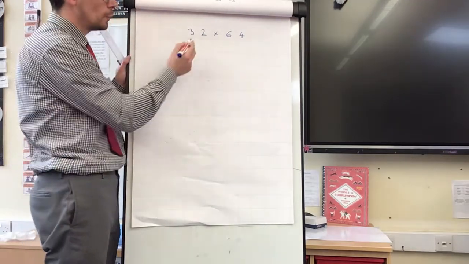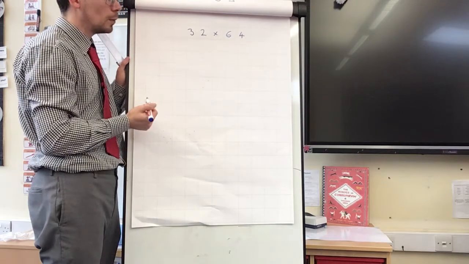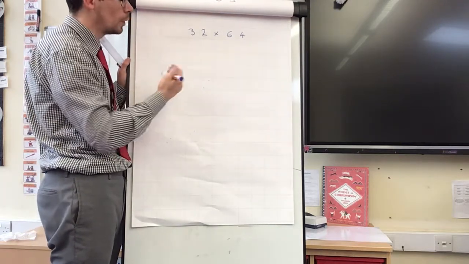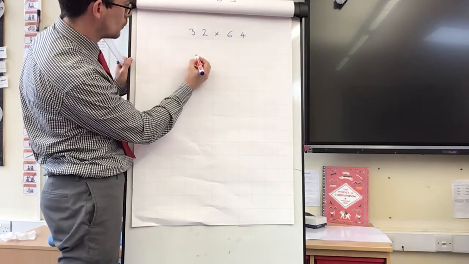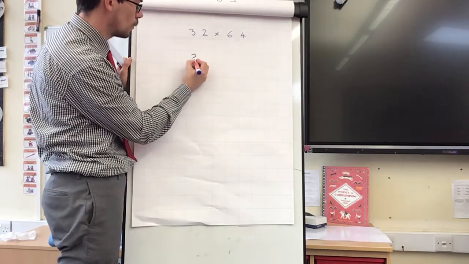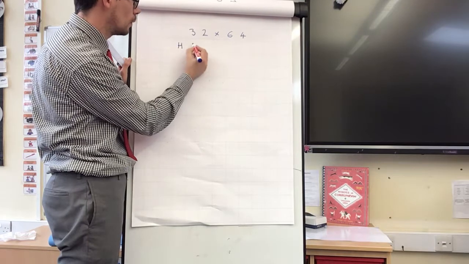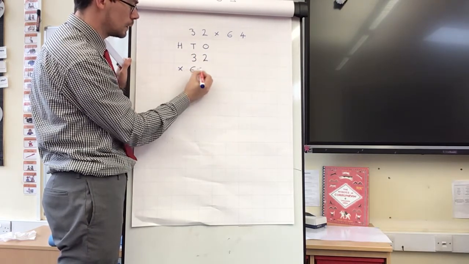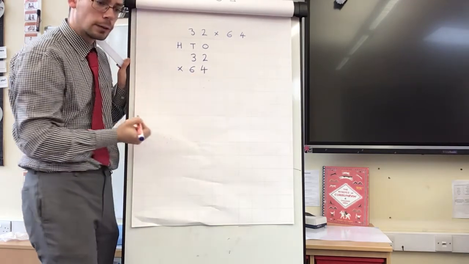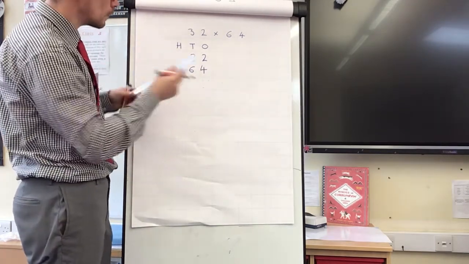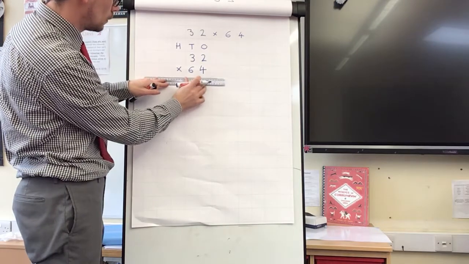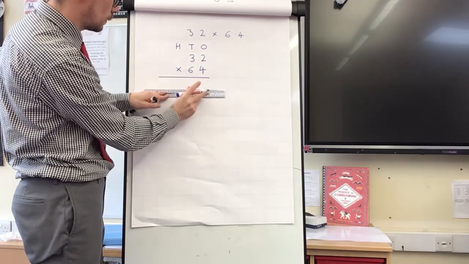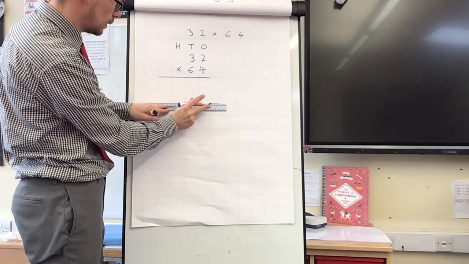So, 32 times 64. I'm looking to use not a simpler method, but a more compact, more concise way of doing it. So I'm still going to start off by putting in my place value holders. 32 times 64, like so. I'm going to give myself an answer line.